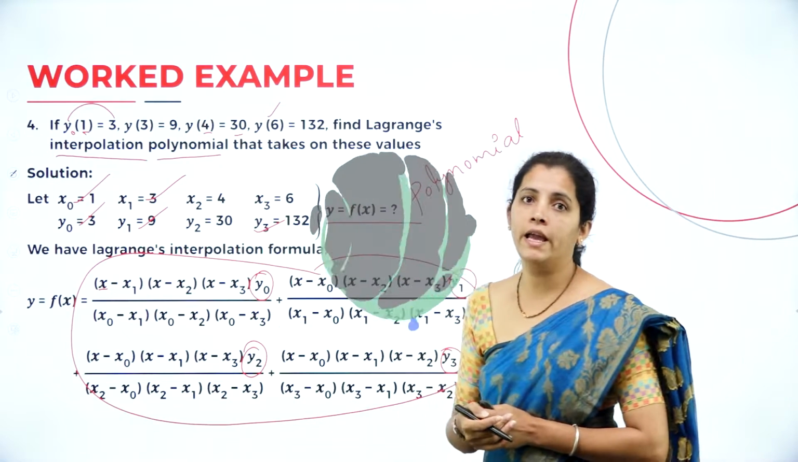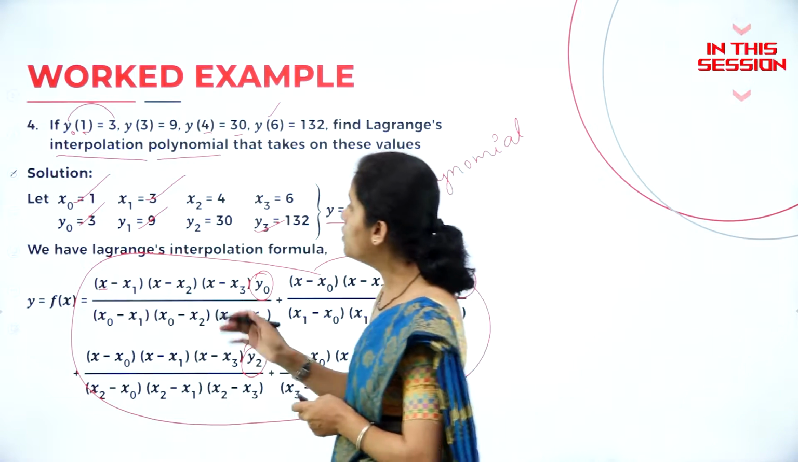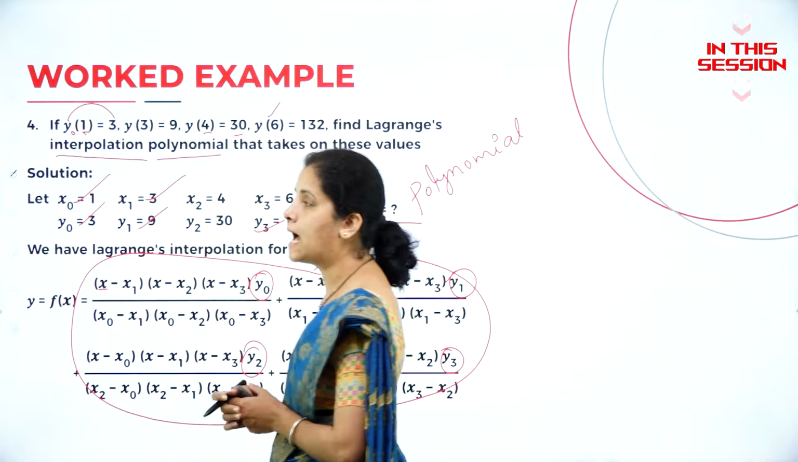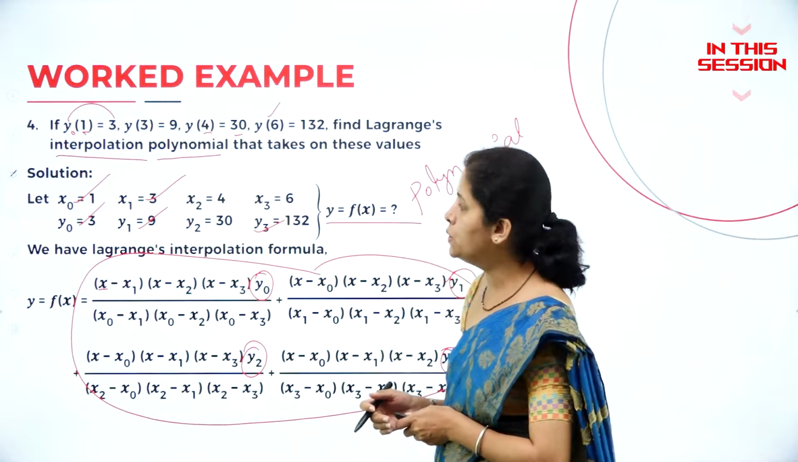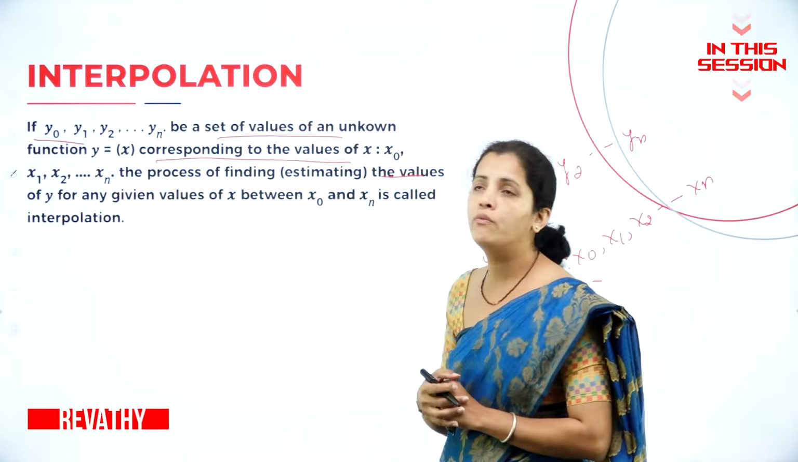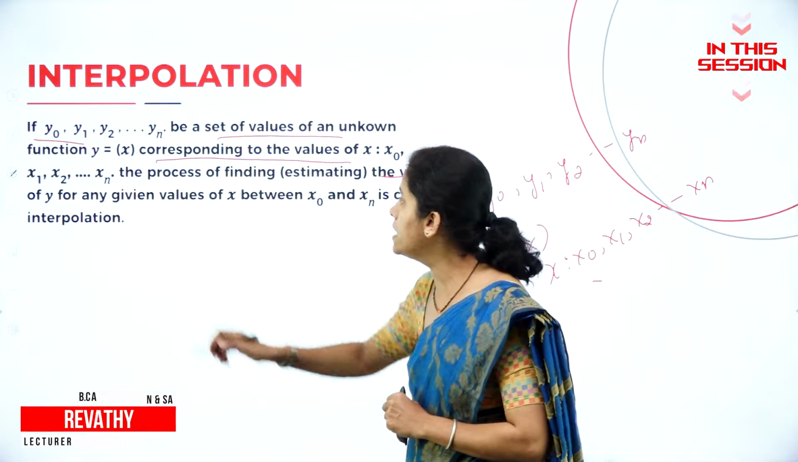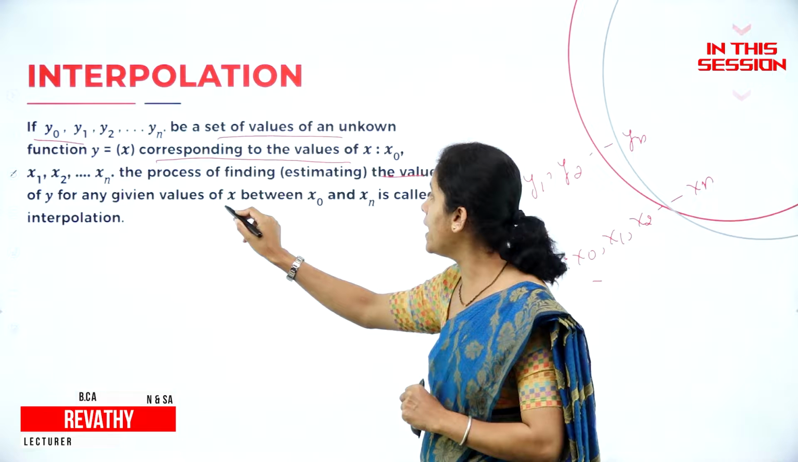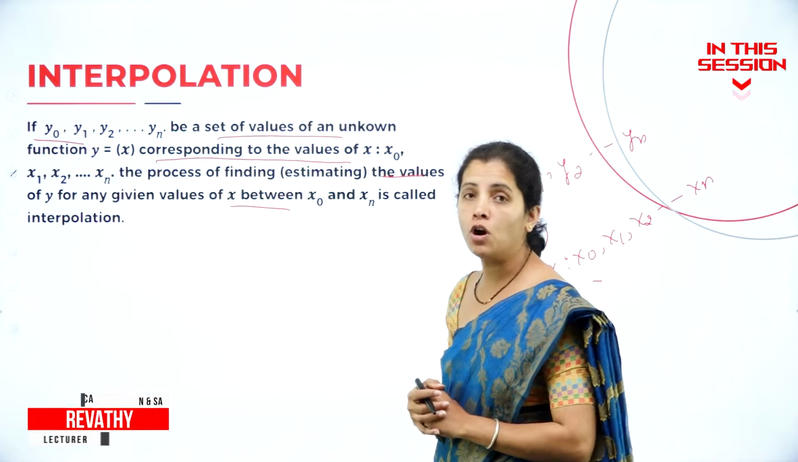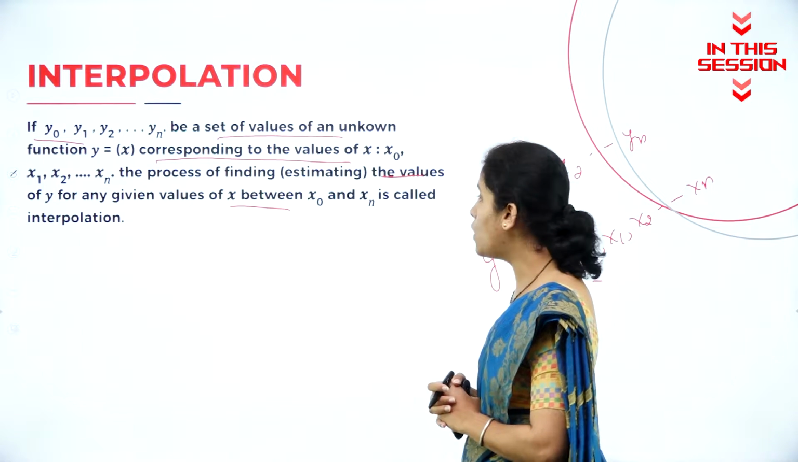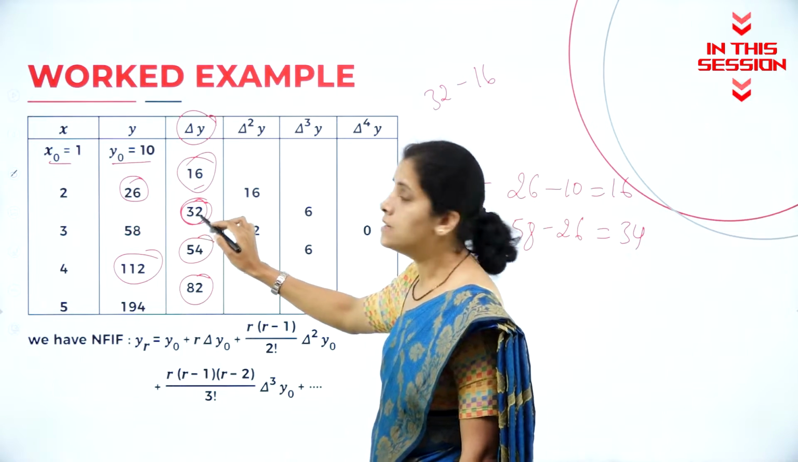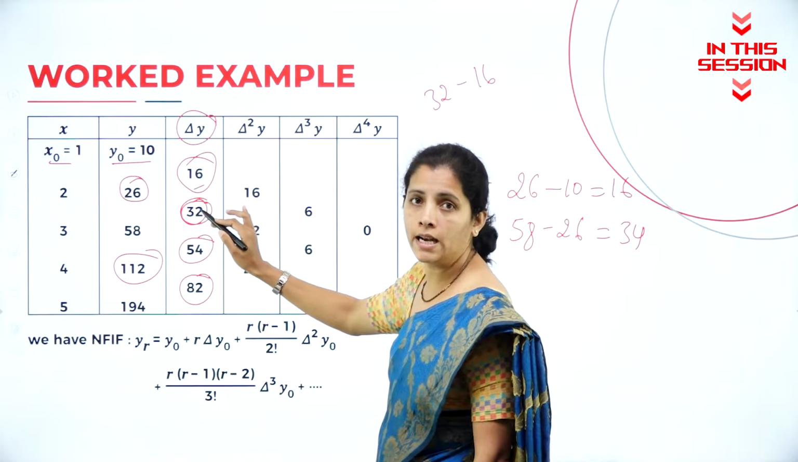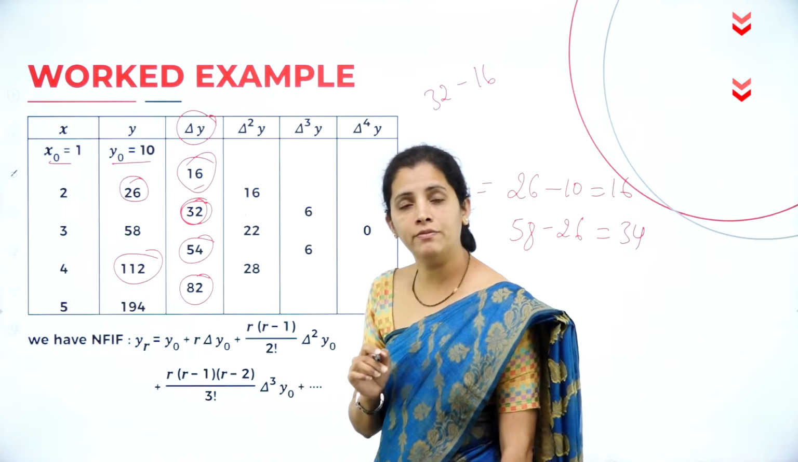I don't have any x value. So what I will do, I'll keep x as it is and I'm going to substitute the rest of the values. The values of y for any given values of x between x0 to xn is called interpolation. Forward in the sense what? I'm going to consider the second number, and from the second number I'm going to subtract the first number.